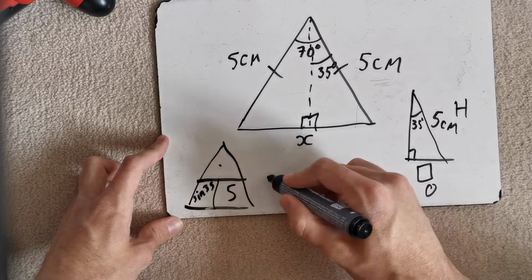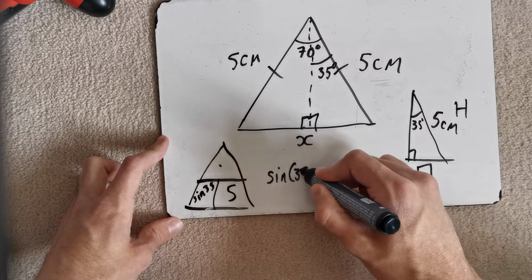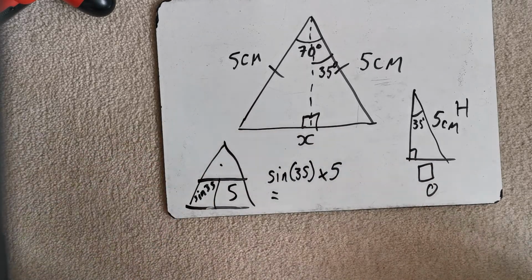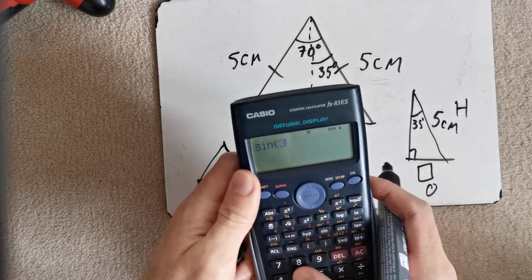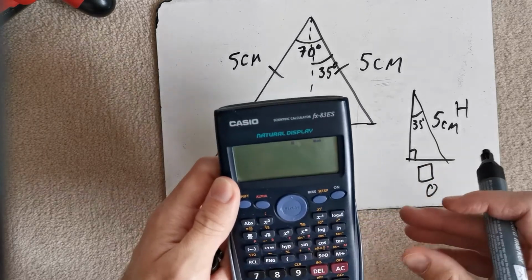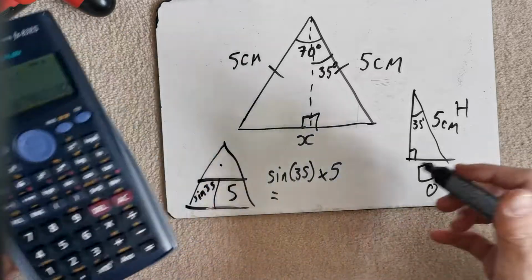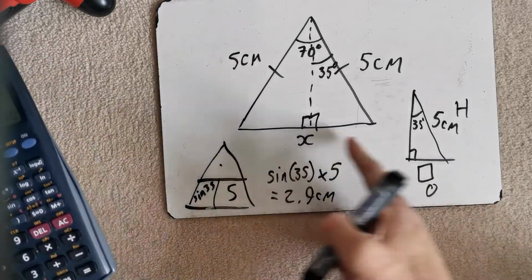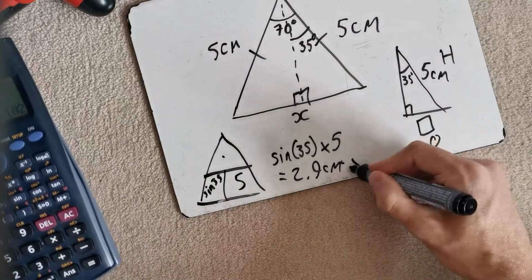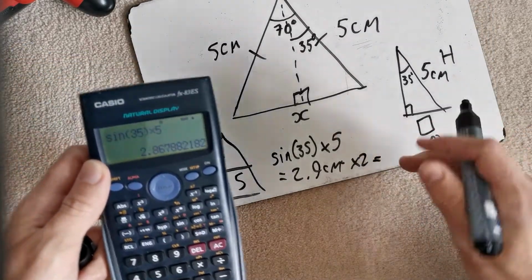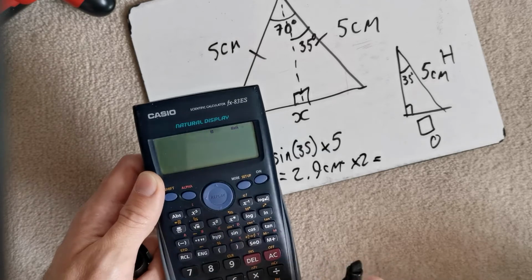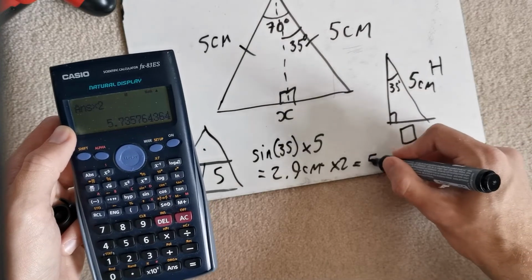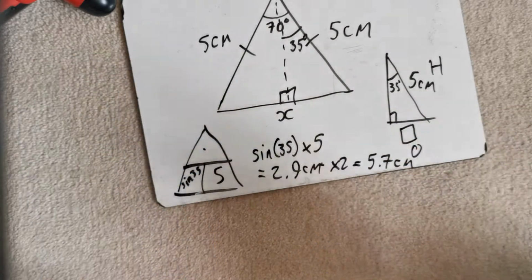They're next to each other, so we're going to multiply. Sine 35 times 5 comes out as about 2.9 centimeters. Of course, we're trying to find out the whole base, so if we times that by 2, we should get about 5.7. So 5.7 centimeters, and that's that one done.